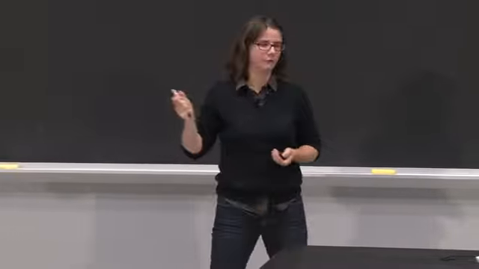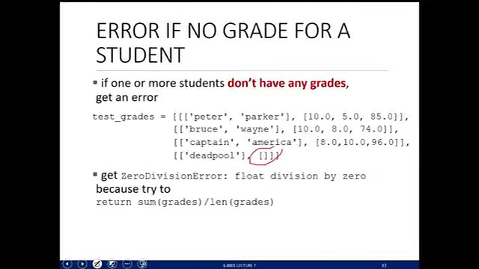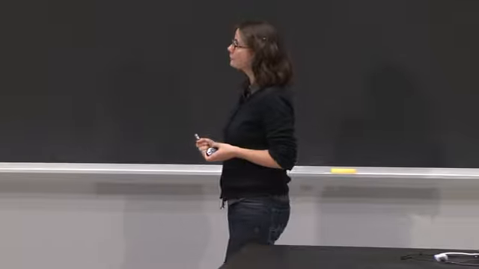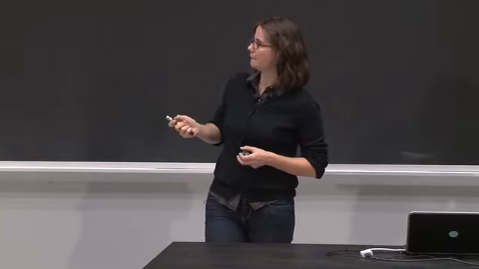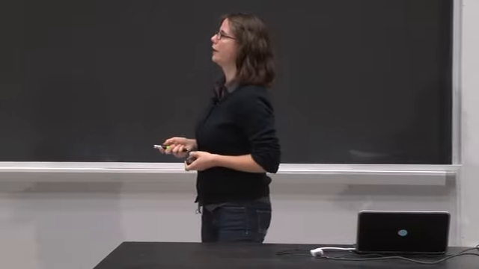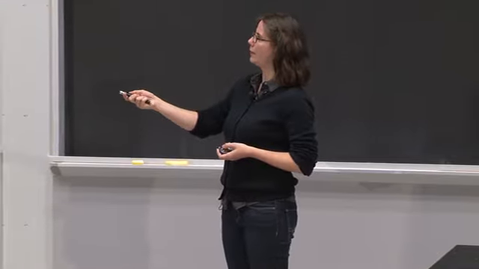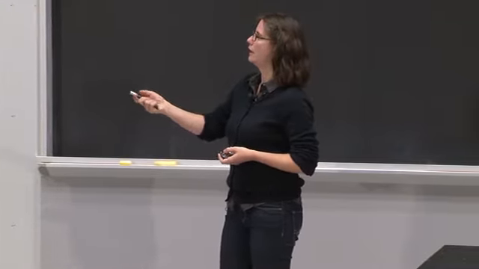But what if we have a student in the class who didn't show up for any tests? Then we have no record of any of their tests, right? No record of grades or anything like that. So they're going to have an empty list. So if we run this function averages on their data, we're actually going to get a 0 division error because we're trying to divide by length of grades, which is going to be 0.